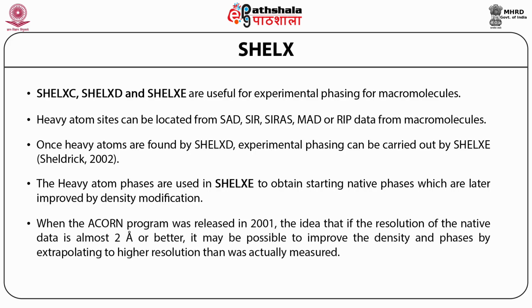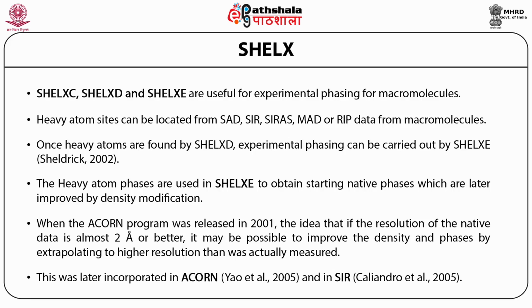When the direct methods program ACORN for macromolecules was released in 2001, the idea was that if the native data is at 2 angstrom or better, it may be possible to improve the density and phases by extrapolating to higher resolution than was actually measured. We did some modifications on that while feeding the input and made it work even at a resolution lower than 2 angstrom, and having got encouraged by this, Foadi, the main author of this program, ACORN, appreciated our attempt, and it has also been incorporated in the later versions. Now the program can work automatically up to 2.5 angstrom or so.